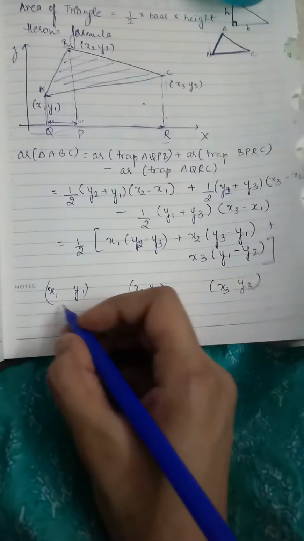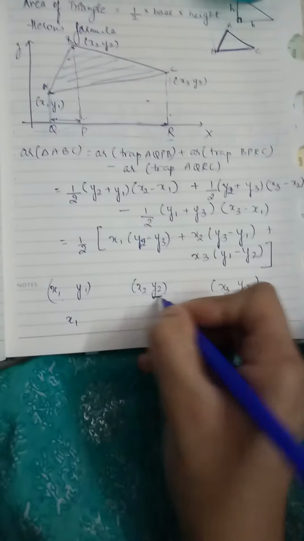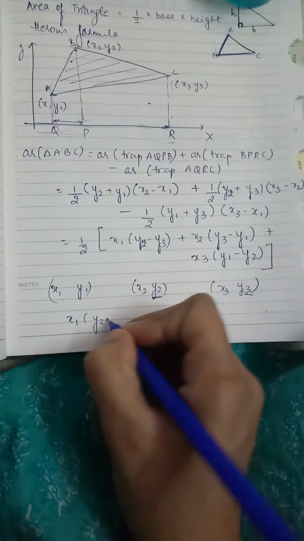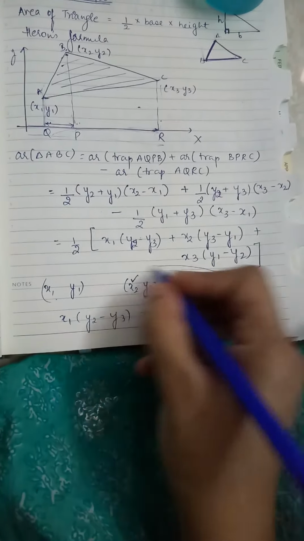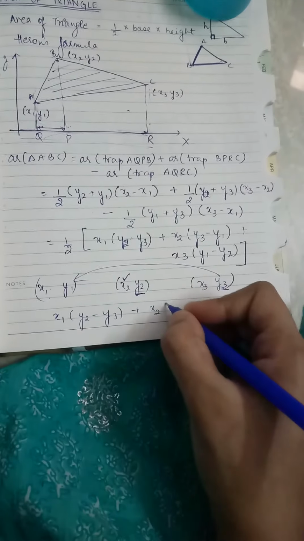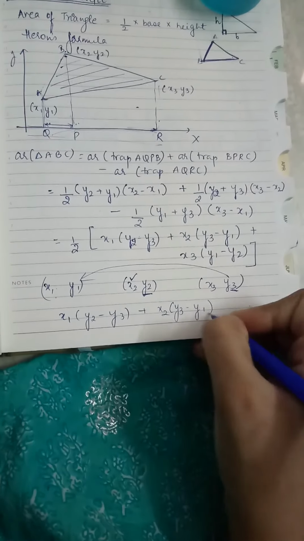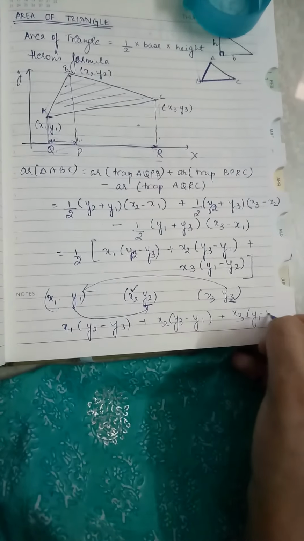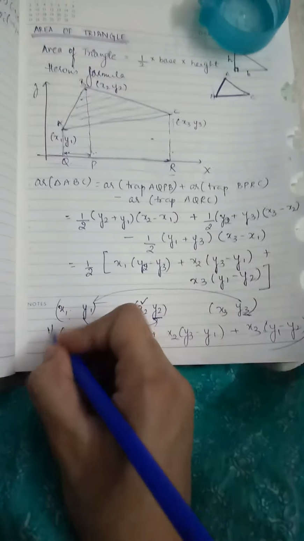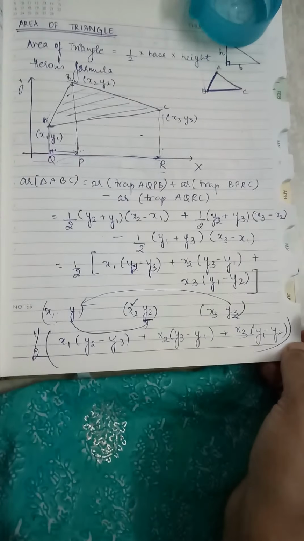So first write x1, then y2 minus y3, plus, now write this x2, cyclic order, y3 minus y1, and then if I write x3, then y1 minus y2, and do this half. This will be our area of triangle.